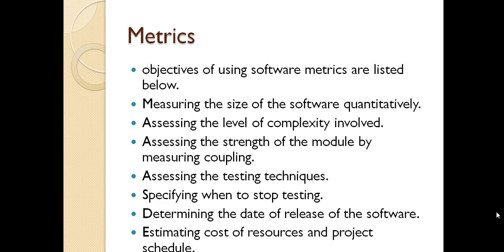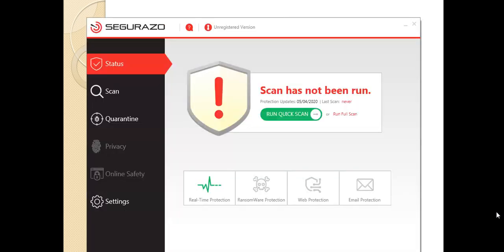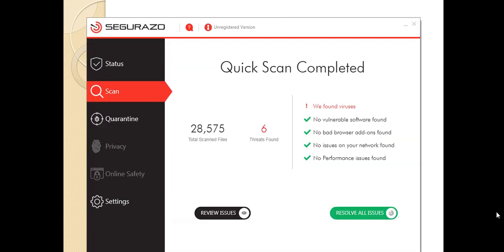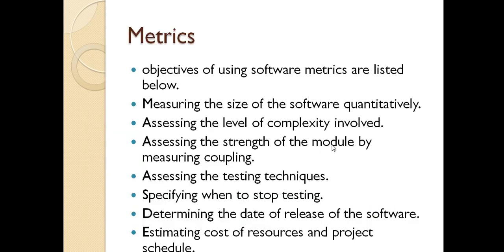Coupling is basically the dependencies on the number of classes, how we use them. It assesses the testing techniques. It specifies when we stop the testing.